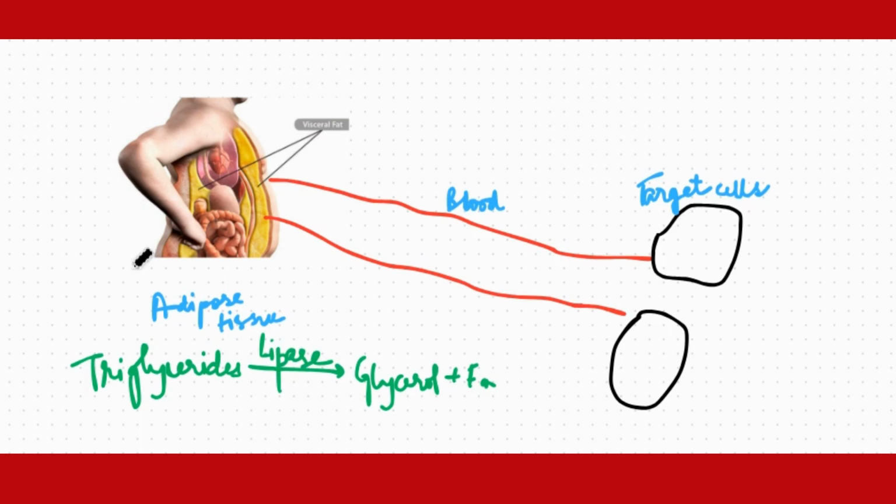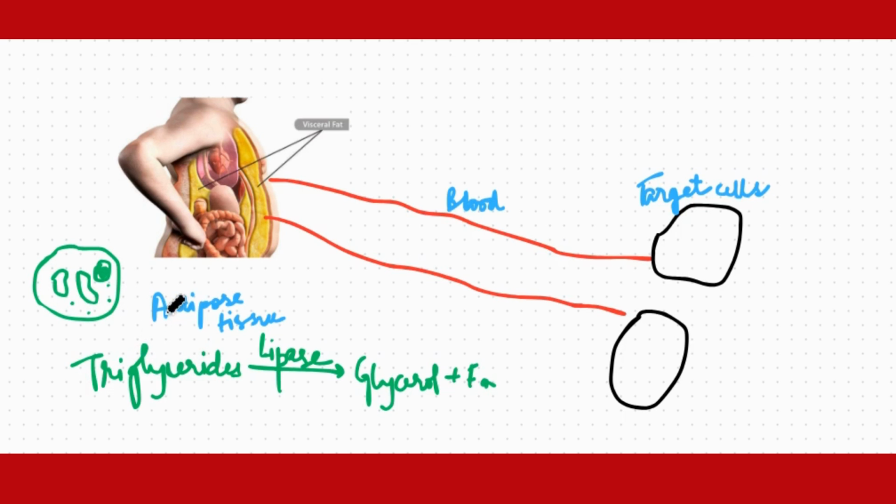Now lipase enzyme is found in the cytosol of the adipose tissue cell. Adipose tissue cell is called an adipocyte. So in the adipocyte, say this is the nucleus of the adipocyte, these are the fat globules which are present, and in the cytoplasm we have this enzyme called lipase.